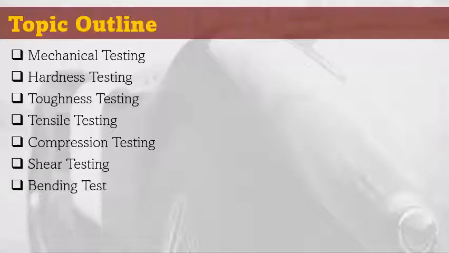So in this lesson, we were able to discuss mechanical testing and the different types of mechanical testing like hardness, toughness, tensile, compression, shear, and bending test.